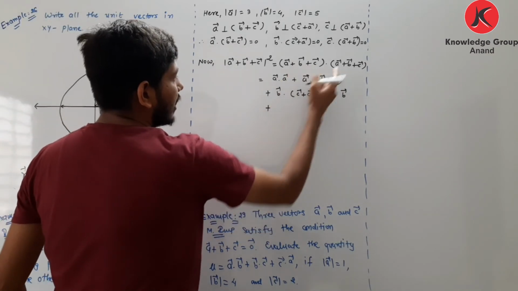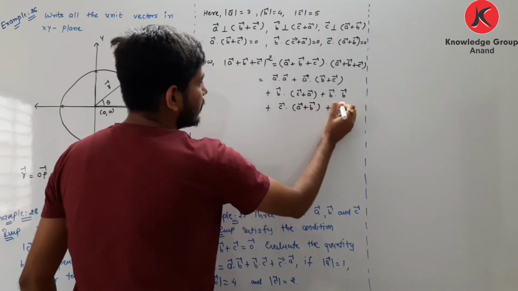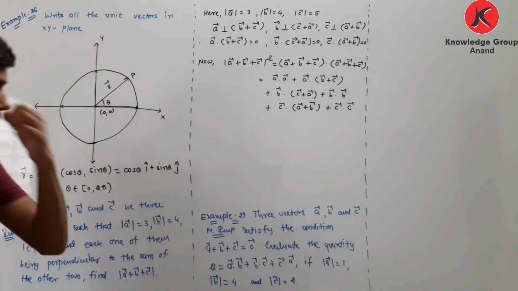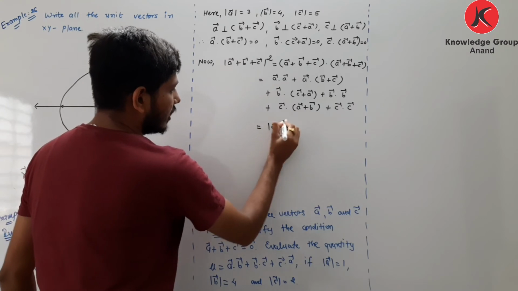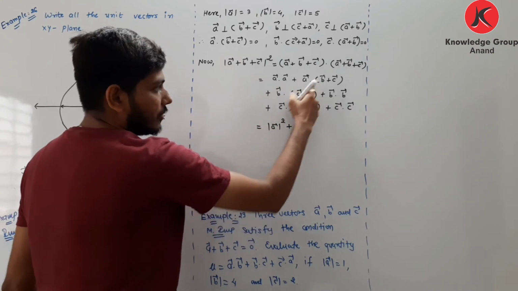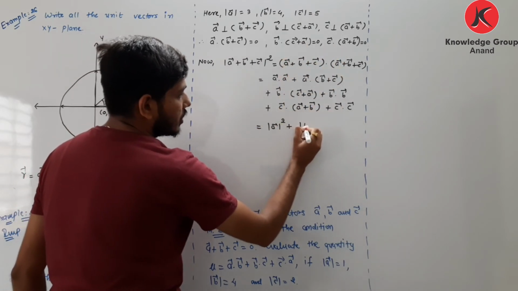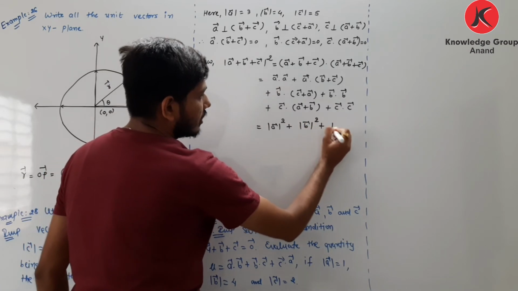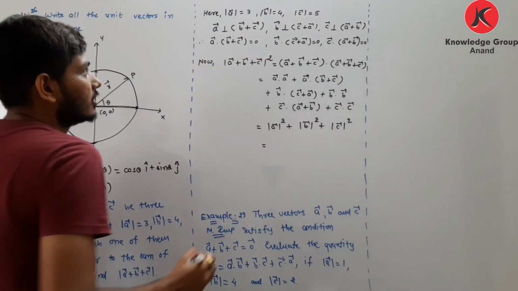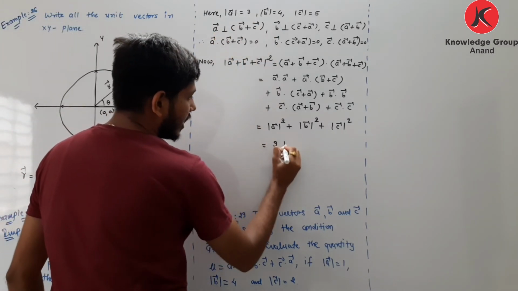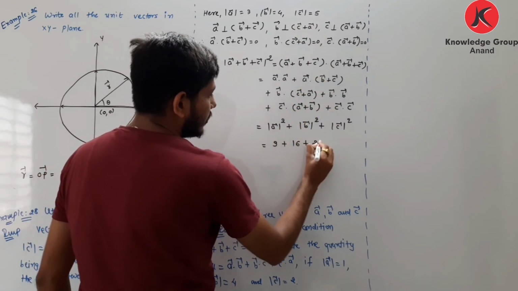Plus C bar dot (A bar plus B bar) kept together and C bar dot C bar kept separate. Clear? Now see here, A bar dot A bar equals magnitude of A square, plus this one is 0, this one is also equal to 0 and this one is also equal to 0. This one is magnitude of B bar square and this one is magnitude of C bar square. What is the magnitude of A bar? The magnitude of A is 3, the square is 9, plus 16, plus 5 square, 25.